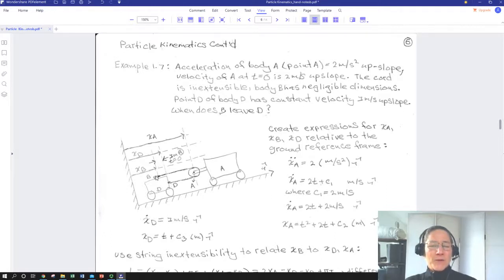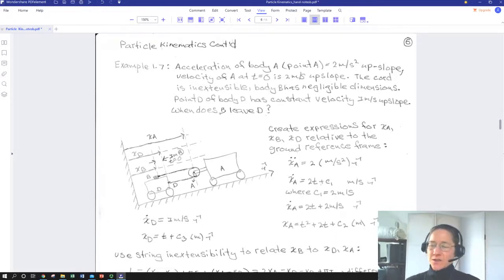Our little block B, we don't care how high it's sitting up. We just know that it's starting 1 meter downslope of point D, and when it has the same position relative to the slope as D, something falls off. So we can treat B and D as particles. We can treat A as a particle sitting at the center of the pulley.